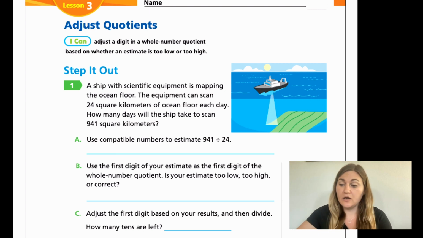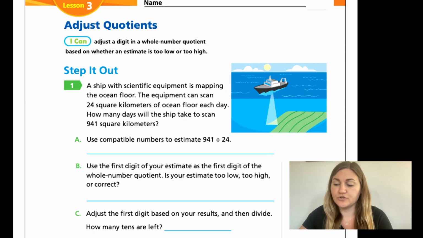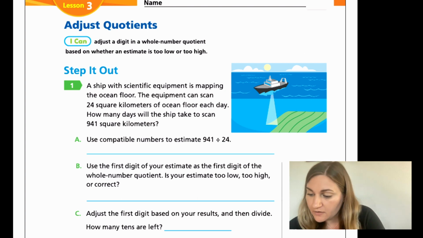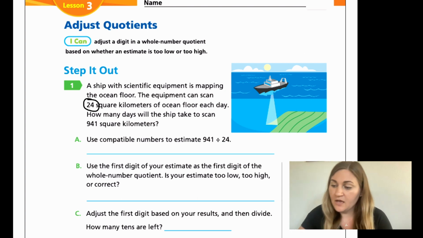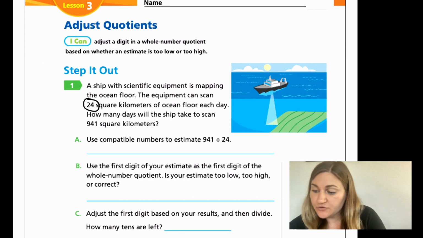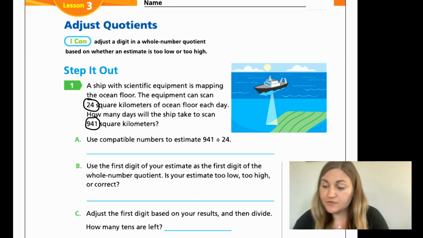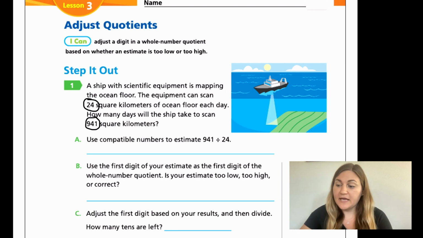Now, I'm going to read that again and highlight my numbers and try to figure out what's going on in the problem. A ship with scientific equipment is mapping the ocean floor. The equipment can scan 24 square kilometers of ocean floor each day. How many days will the ship take to scan 941 square kilometers? So this piece of equipment can do 24 square kilometers a day. We want to know how many days it is going to take to do 941 square kilometers.